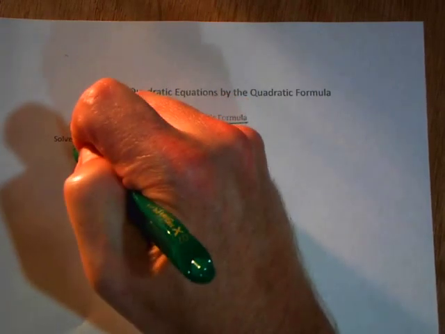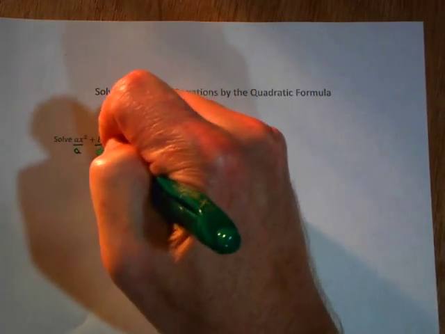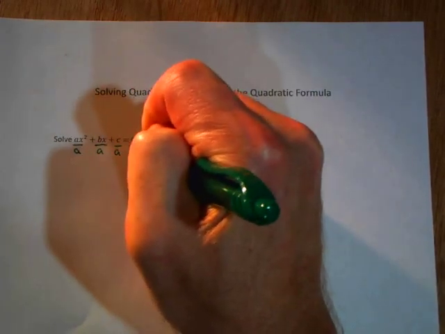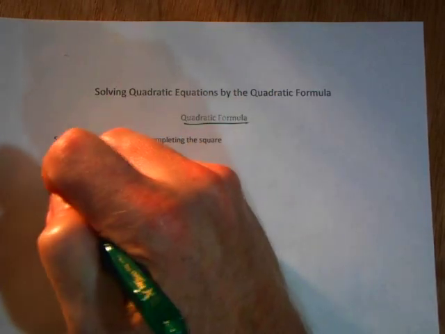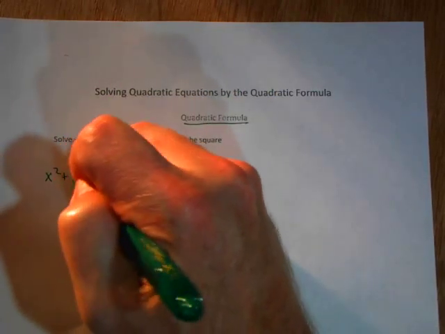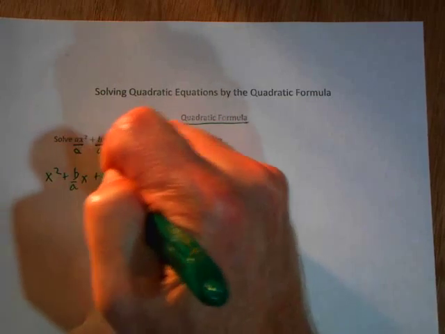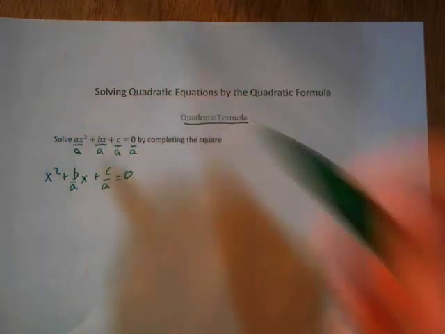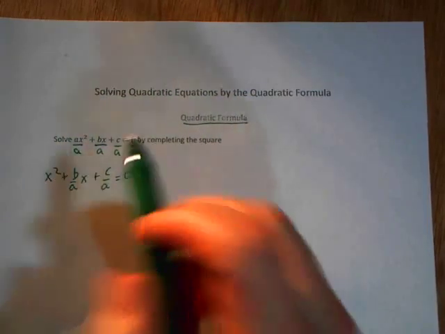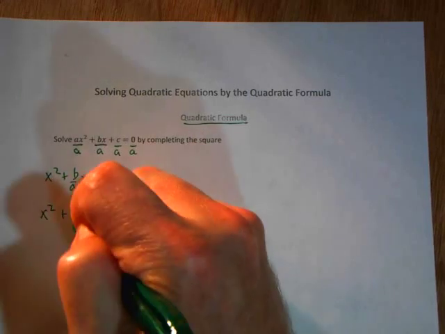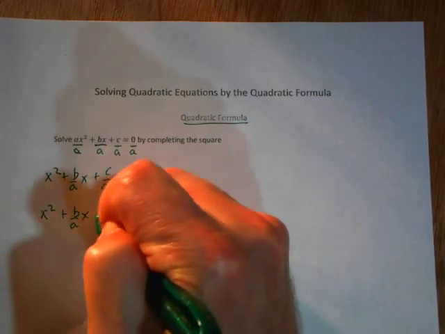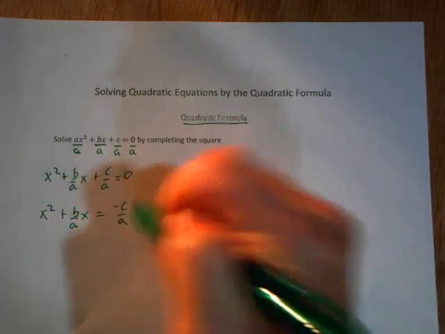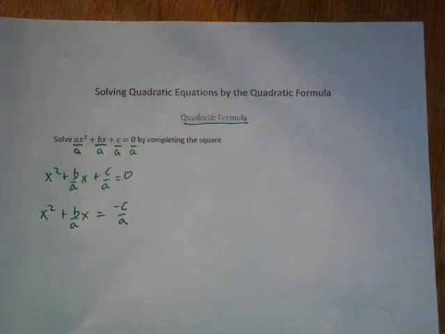Well, in order to do that, the first number, the leading coefficient, has to be a 1. So we would divide everything by a. X squared plus b over a x plus c over a equals 0. And then we move the c over a over. X squared plus b over a x equals minus c over a. Now we've got to compute our magic number.